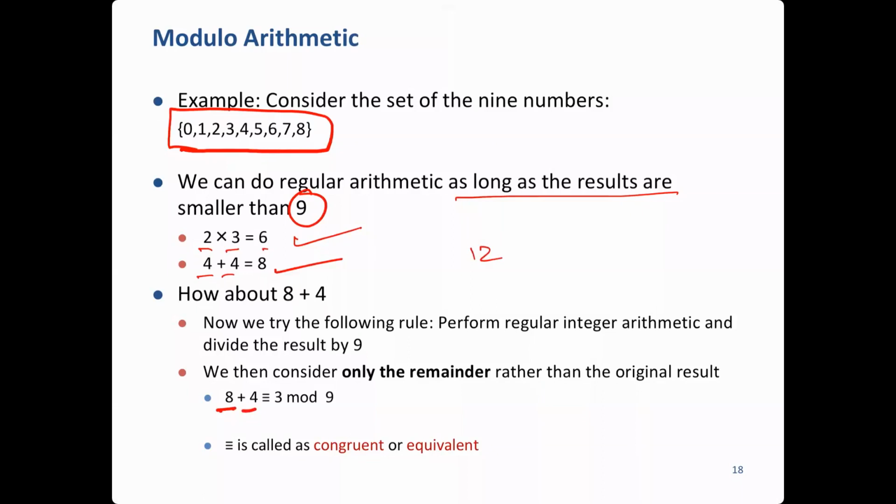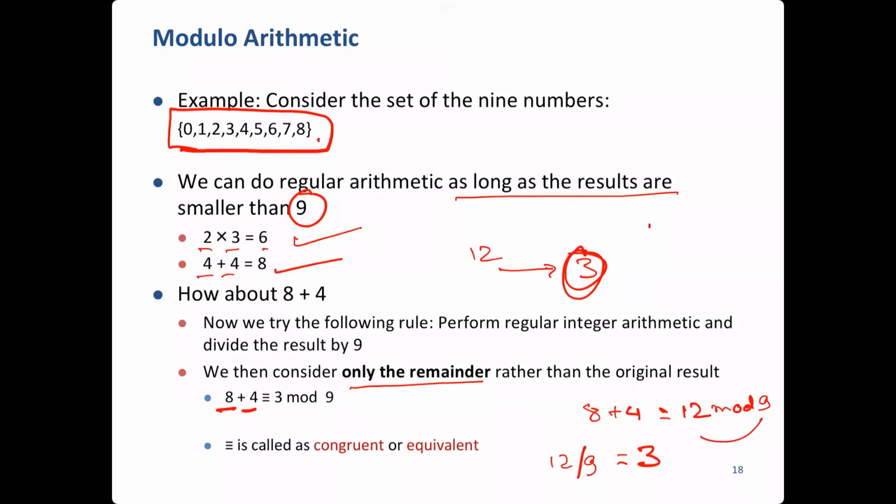Okay. And if you use only 9 numbers, then the answer will be 3, because it will repeat after 9. So we can write this as remainder is 3. Let's take 8 plus 4 is equal to 12, and we have numbers up to 9, so we can say 12 mod 9, which, if you divide 12 by 9, we'll get remainder of 3.